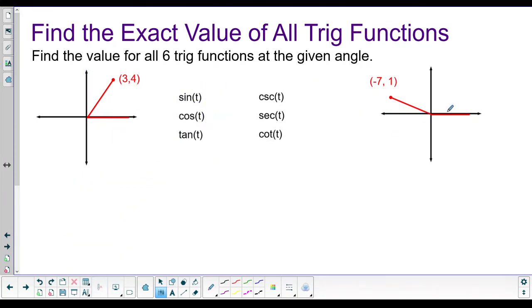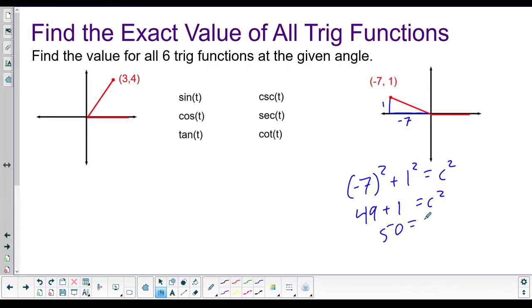All right, let's do just one more just so that you guys get the full flavor, and we can talk about what happens if you have radical hypotenuses. So our x is -7, our y is 1. We're going to use the Pythagorean theorem to find the missing side. So -7 squared is +49, plus 1 squared is 1, is c squared. So c squared is 50.